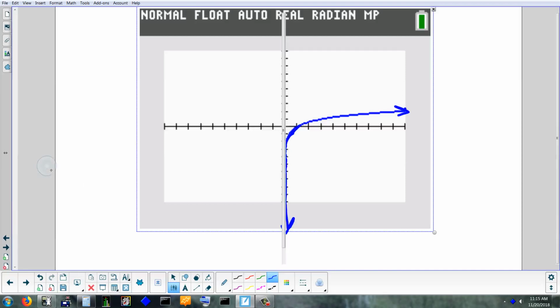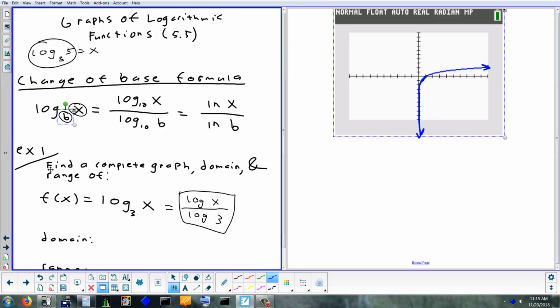So now let's answer the question. The domain. Domain is left and right. Does the graph in blue that I just put on the other page go left and right forever? What do you think?